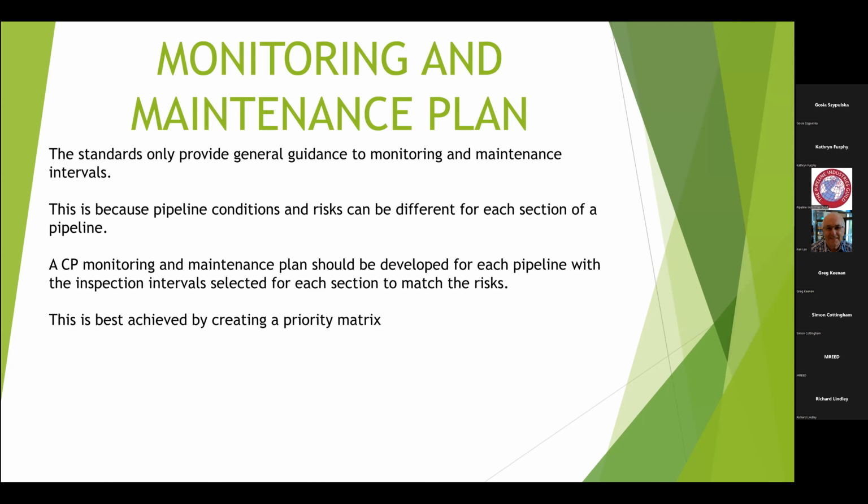Now, like everything related to pipelines, planning and preconception and thinking of the worst is the best way to manage the risks that you have. And for cathodic protection monitoring and maintenance, the best way to do this is by creating a priority matrix. And this doesn't have to be done by a corrosion specialist or a cathodic protection specialist. It can be done by any person who's familiar with pipelines, who's got any common sense, really.